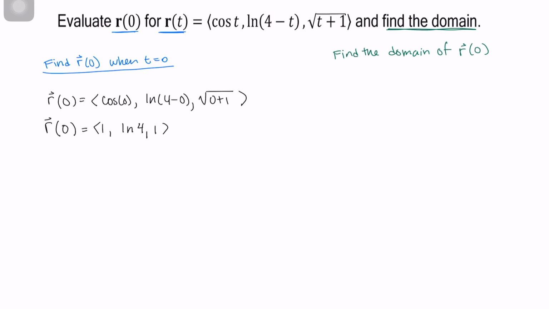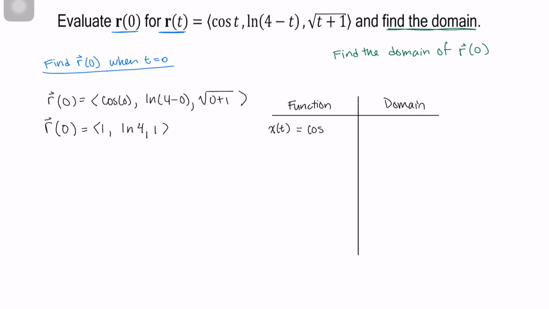So for that, I'm going to make a little table here. I'm going to go ahead and write function and domain. So our first function, x of t, the one that provides us with the x coordinate of this vector valued function, well, that's cosine of t. And its domain is all real numbers, so that's negative infinity to infinity. You can also just use this symbol, this big double R, to represent all real numbers. Okay, so now let's look at the y-coordinate. y of t gives us the y-coordinate, and that's the natural log of 4 minus t.